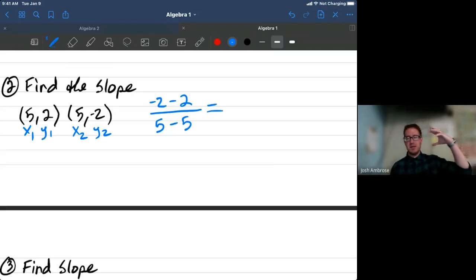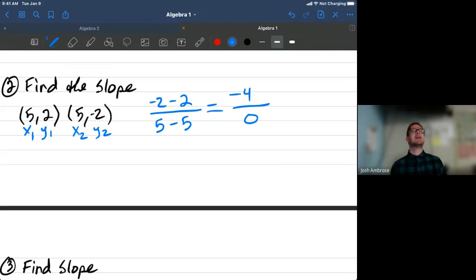Now, there should be kind of like a red light or a red flag just coming up. There's something weird that you're going to notice in this problem. A -2 minus 2. That's not the weird part. -2 minus 2 is -4. Divided by, here's the part, 5 minus 5 gives you 0.